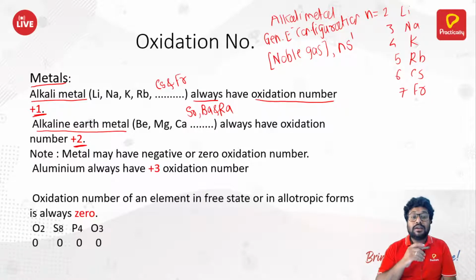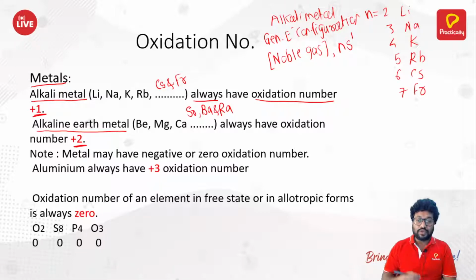Because they are the neighbors of alkali metals on the right hand side, and they have 2 electrons outside the noble gas core. So they can lose these 2 electrons to achieve this noble gas electronic configuration, and in the process they will acquire oxidation number of +2.